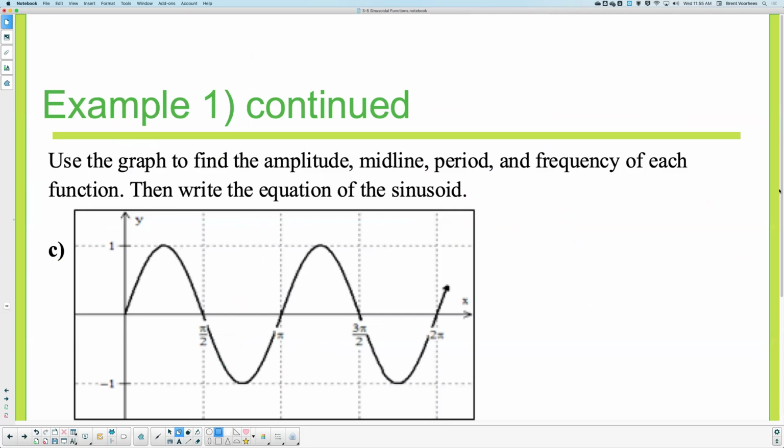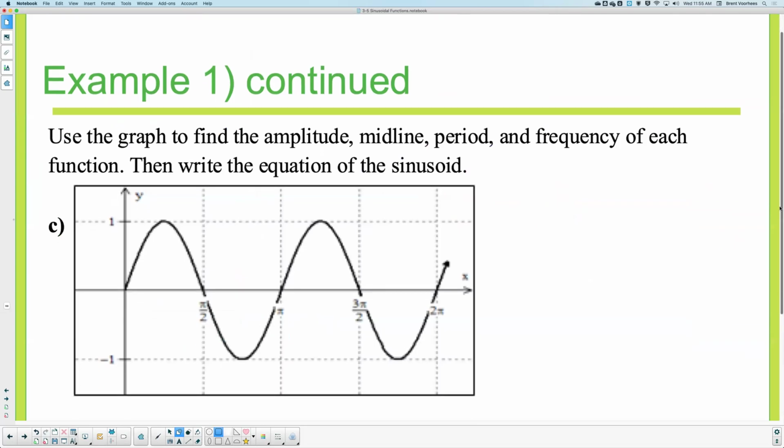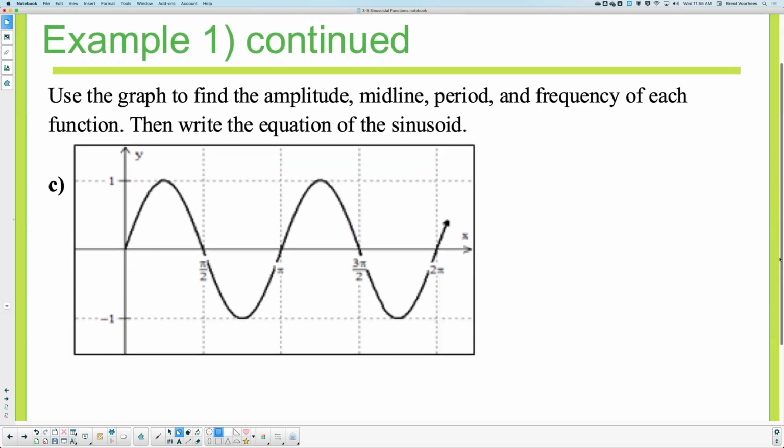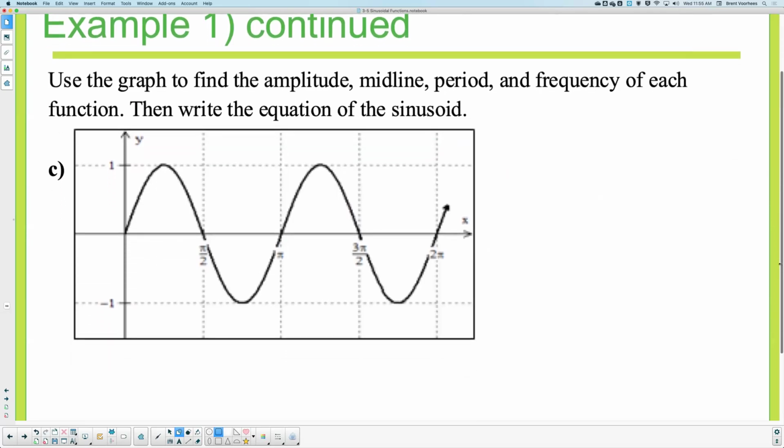I'm going to give us one more. I know there's extra practice. I'm not going to do D and E, but I will do C. I want to see if you can guide me through it. First, if we were going to write a sinusoidal function, what type of function would you say this is? Why do you say it's a sine function?